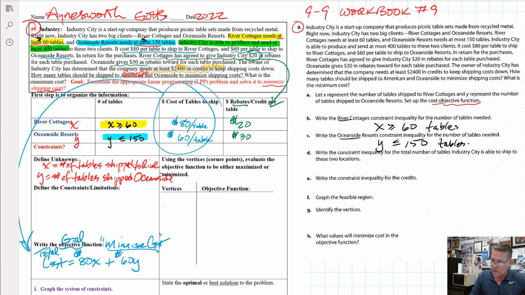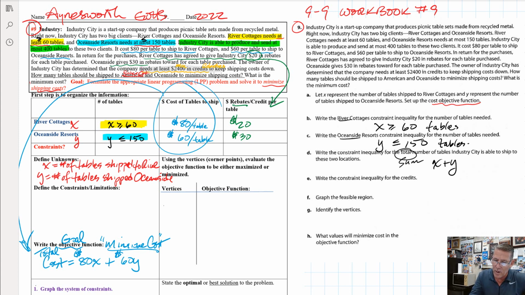Now, part D, write a constraint or inequality for the total number of tables. Well, we talked about this in class. Total means sum. Now, if you're producing or shipping X tables to River and then Y tables to Oceanside, then the total number would be X plus Y. All right, and it says write a constraint inequality for that.